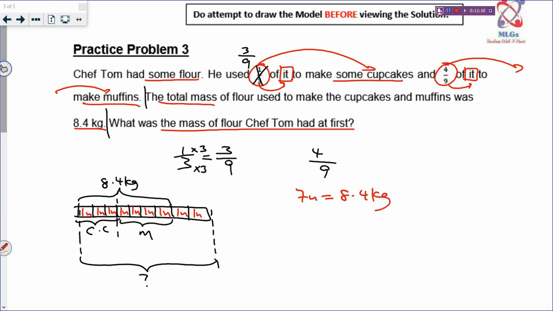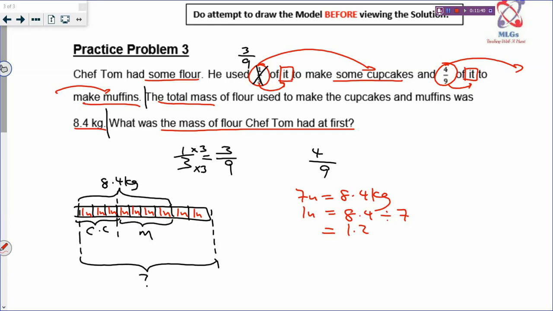So in this problem, you should know how to divide decimals. So don't worry if you haven't learned decimals yet. The objective of the lesson is the model. If you haven't learned how to divide decimals, it's okay. You will wait until your school teacher has taught you, and then you can follow. But right now, the focus is on how you draw the model. So 8.4 divided by 7, and you will get 1 unit, which is 1.2 kg.